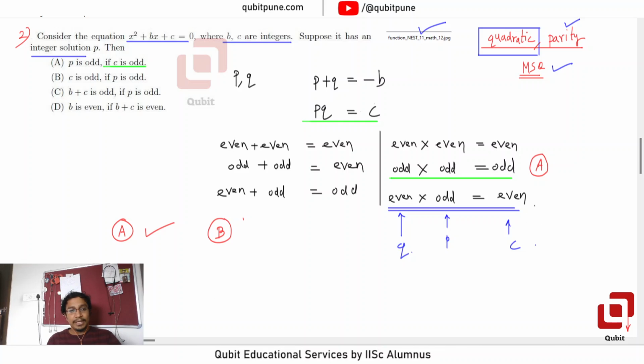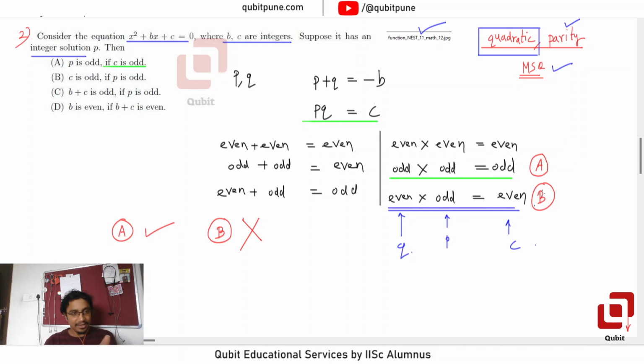Okay, so that immediately rules out option B. Understood? Yes, sir. है ना? P पहले में कैसा था? C ही odd था, तो एक ही possibility थी. P odd में दो possibilities है. P can be P odd Q even or P odd Q odd.